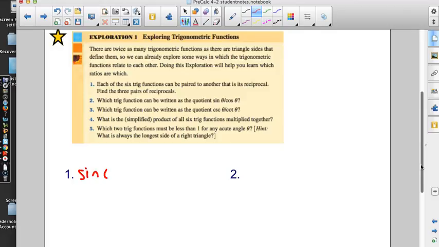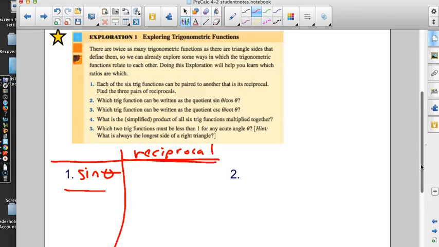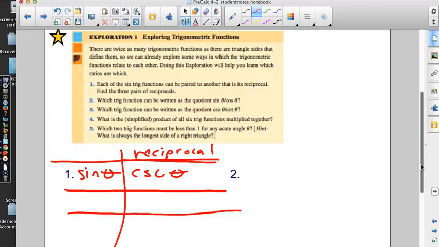Okay, so we've got sine of theta, and I'm just going to label this reciprocal and make a little chart here. What's the reciprocal for sine? Cosecant. And if we have cosine, what's its reciprocal? Secant. And if we have tangent, what is its reciprocal? Cotangent.